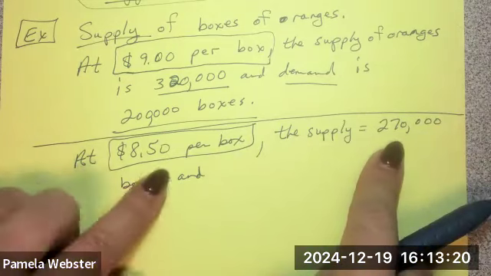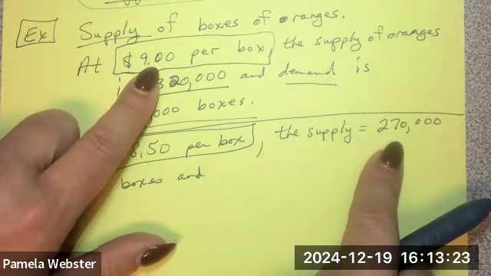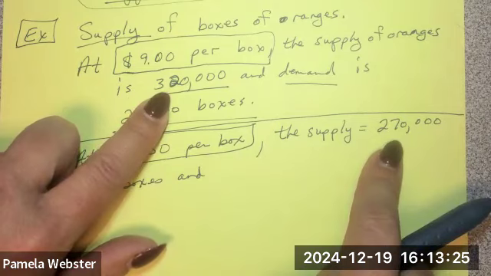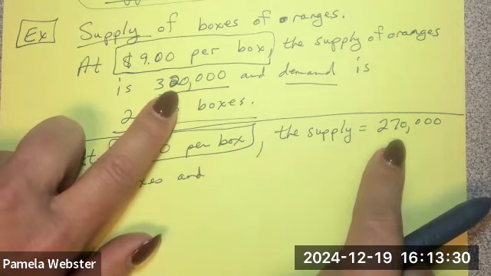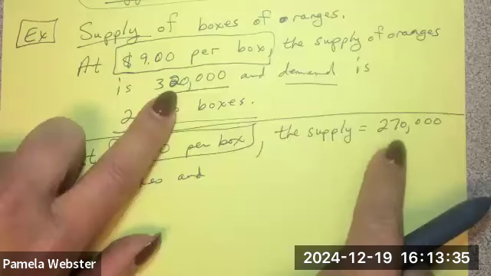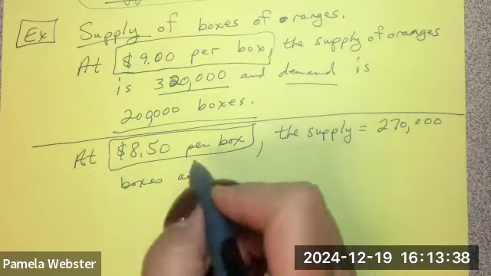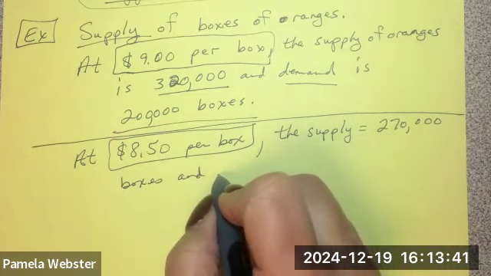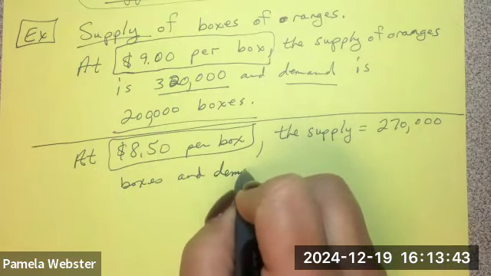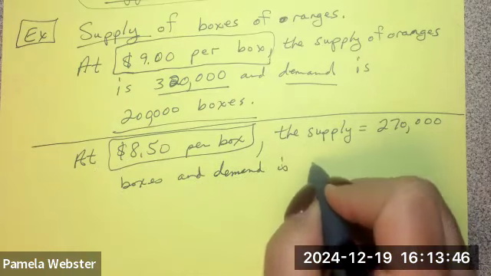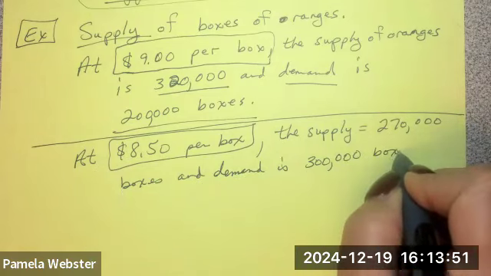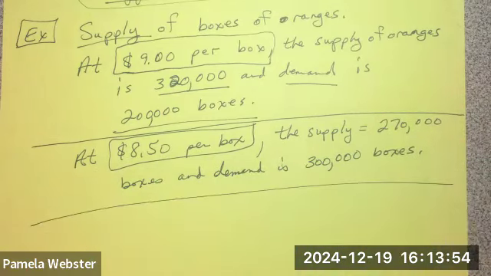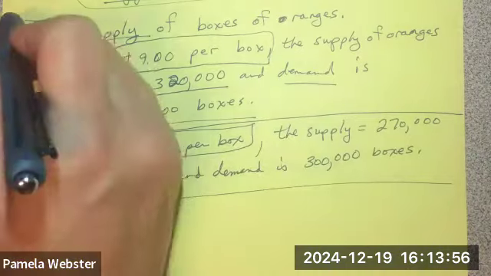So if you drop the price a little bit, I'm not really willing to sell you quite as many oranges. Like I'll hold them back. Maybe I'll put them in a refrigerator or something like that. I'm not quite willing to put 320,000 on the market, right? So I'm going to drop my supply. I'm only going to put out there on the market 270,000 boxes. And the demand is 300,000 boxes. So that's a different price point that they have found with their research.